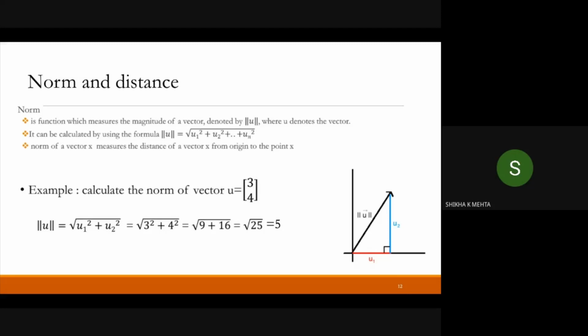Here you can see in the diagram that if we have two components u1 and u2, the distance of the vector from the origin is measured as the norm of this particular vector, and we compute that using square root of u1 square plus u2 square. Taking this example, if the values of u1 and u2 are given as 3 and 4, we find the norm of this vector as 5.